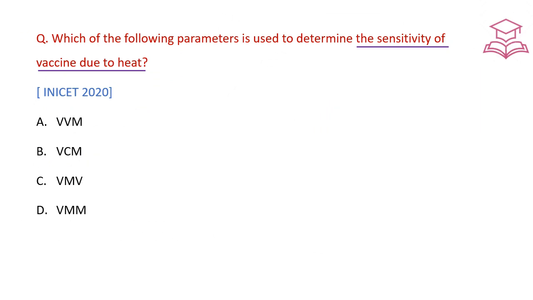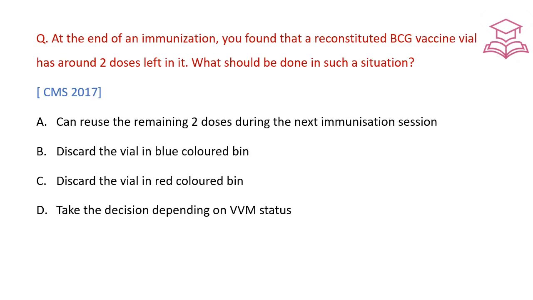The answer is VVM or vaccine vial monitor, which determines the sensitivity of vaccine to heat. At the end of an immunization, you found that a reconstituted BCG vaccine vial has around 2 doses left in it. What should be done in such a situation?